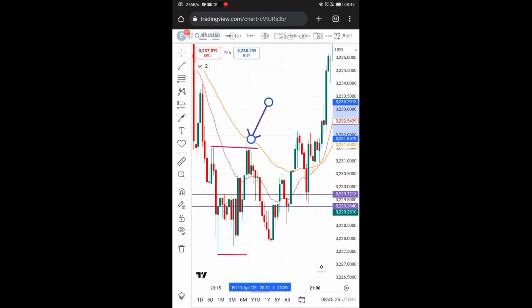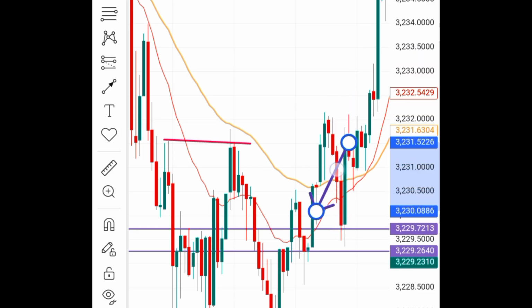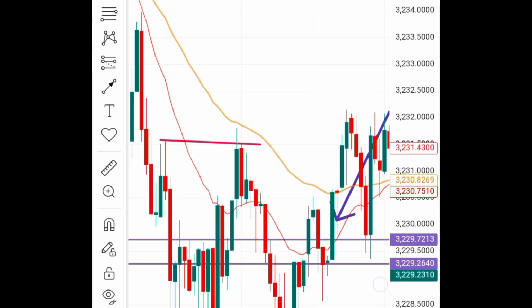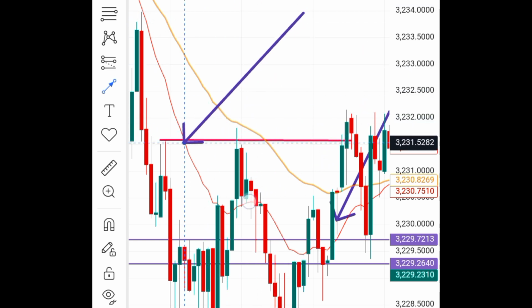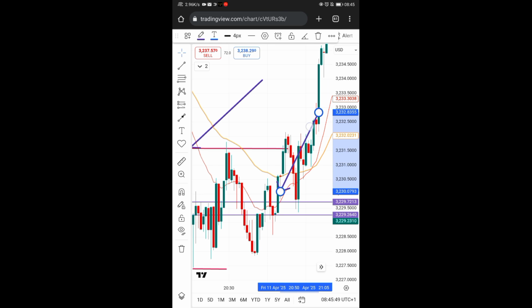Then we see that this market was able to close above this 50 EMA. It closes above the 50 EMA right there. And also the trend, which was the last high, which is this very high here. The market was able to close above this high right here.